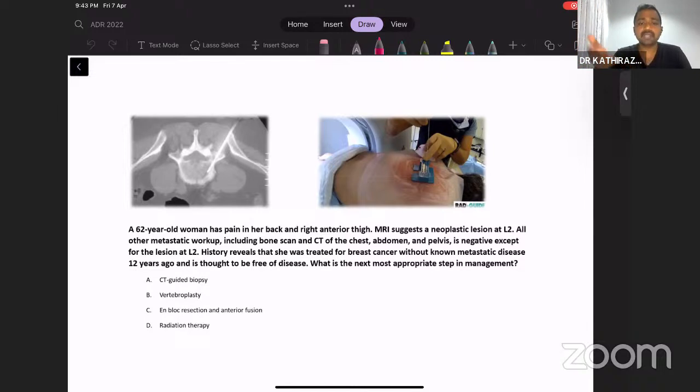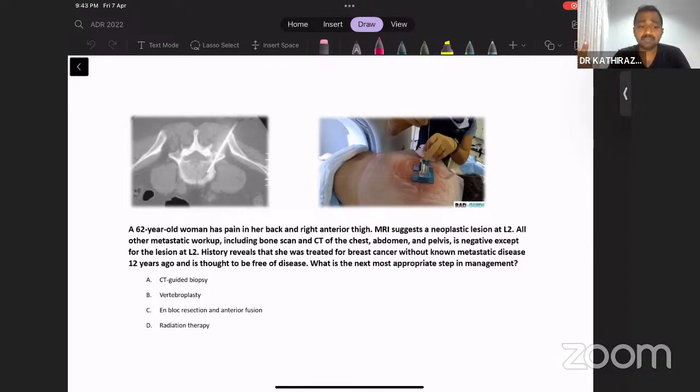So the question: this patient is coming to you with a neoplastic lesion at L2. All other metastatic workup, everything has been done and everything is negative. Histology reveals the patient is being treated for breast cancer. As I said, breast cancer is the most common, and it can go for skeletal metastasis. So what is the next step?